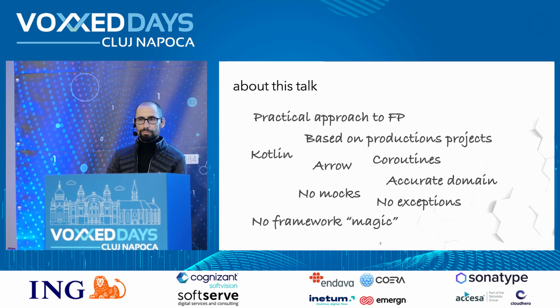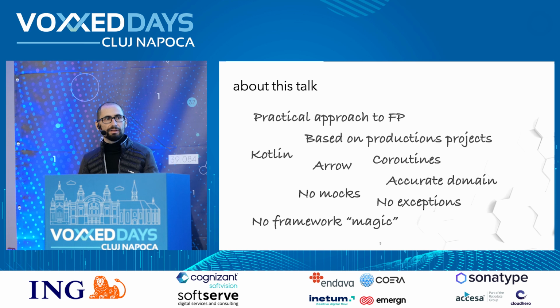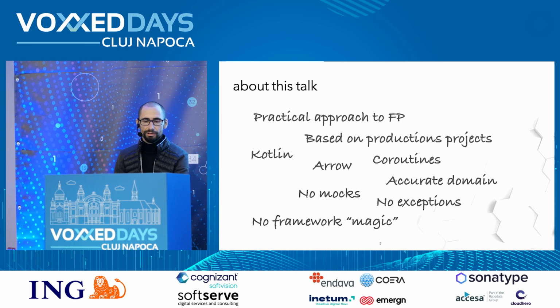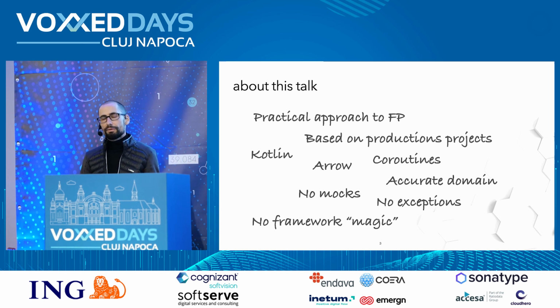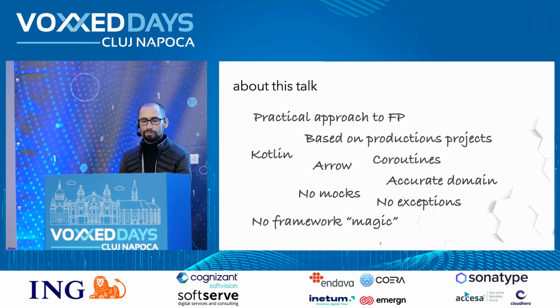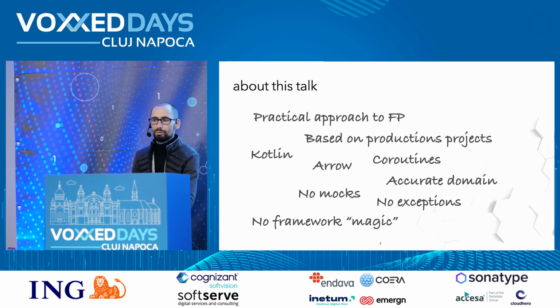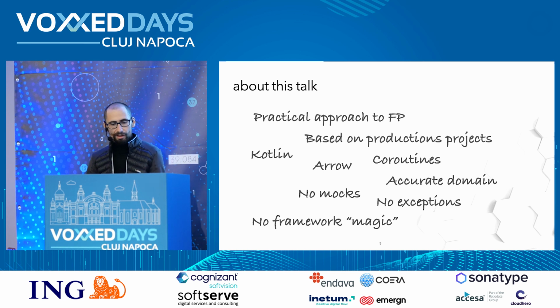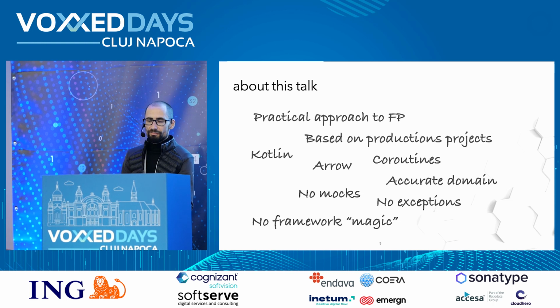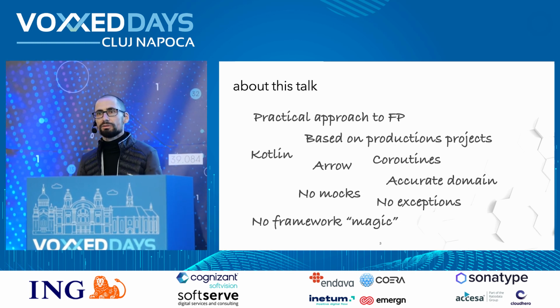So this is going to be a practical approach to functional programming based on the experience that my team and I gained over time on production projects, especially with Kotlin and Arrow. Arrow is a library that brings many goodies from the FP world to Kotlin by leveraging the power of coroutines. What we're going to see is how creating our domain as accurately as possible is going to help us. We're also going to see that we don't really need to use mocks. And we're going to stay away from exceptions as much as possible, and we're also going to stay away from any framework magic.